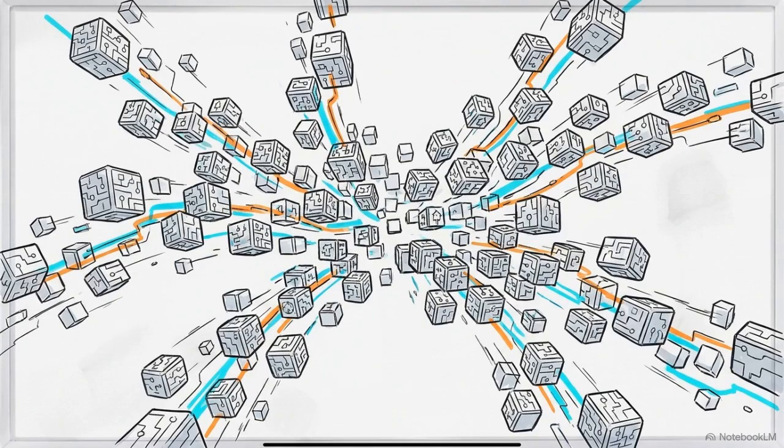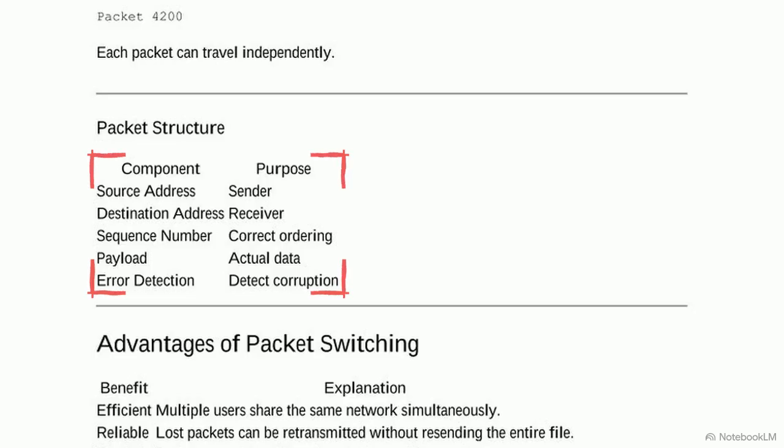Each sliced unit becomes an independent packet, capable of traveling its own route to reach you. This table breaks down the anatomy of a packet. To survive on the open internet, each slice of the file carries strict metadata: a source address, a destination address, a sequence number, and the actual data payload.